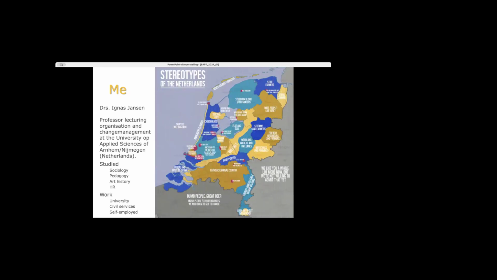This is me. I'm retired professor lecturing organization and change management at University of Applied Sciences in Arnhem and Nijmegen in the Netherlands. And where is Arnhem and where is Nijmegen? Nijmegen lays in the middle of the screen, near to Germany, the red spot. And when you make it bigger, you can read a little Havana. And why is that? The Nijmegen University is always a bit contradictory to the other universities. We are doing revolutionary things, and that's why I think I like to work there.